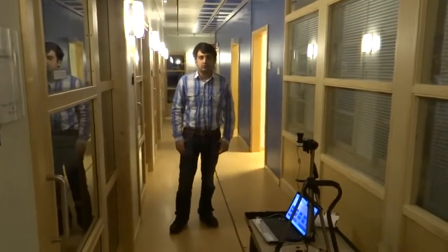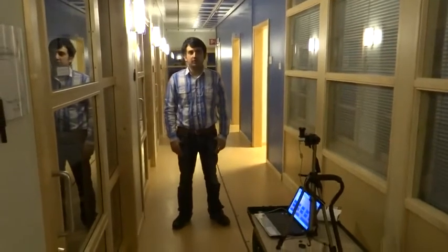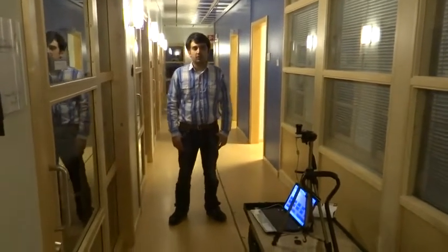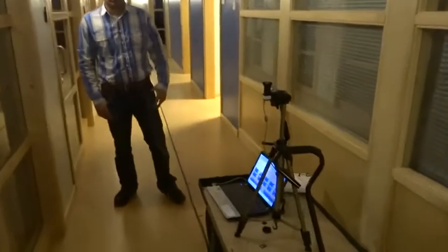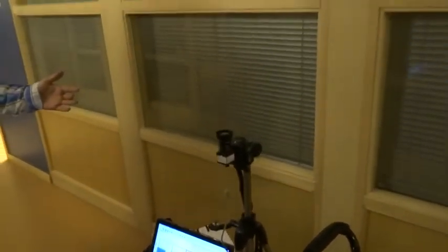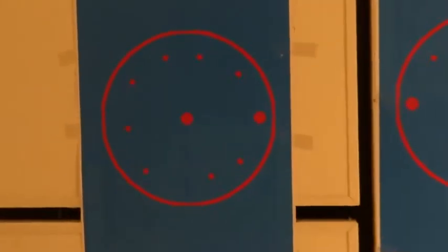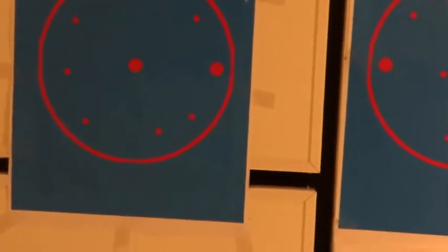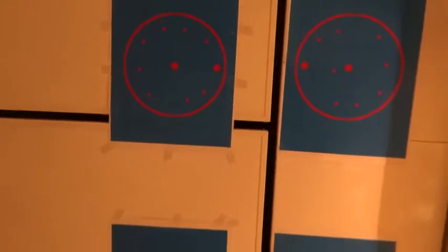Hi, this is an introduction to the indoor navigation system that we developed at Michigan University. Our setup includes an operating system and a VGA camera, which is focused on optimized color symbols, as you can see in the corridor. These are the optimized color symbols, which contain 8-bit information.